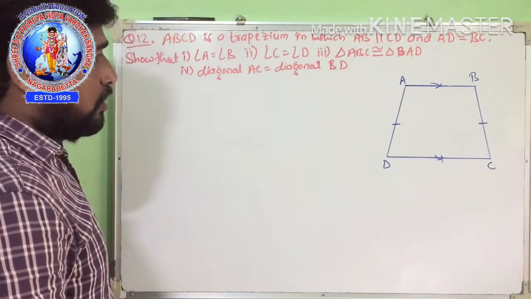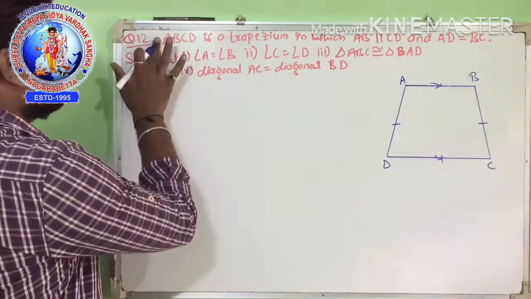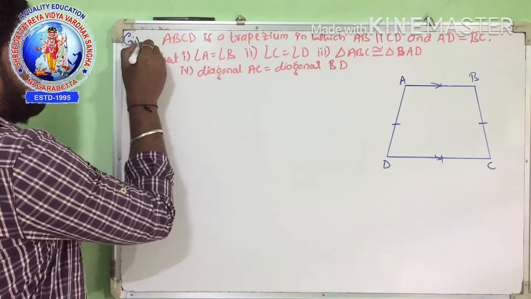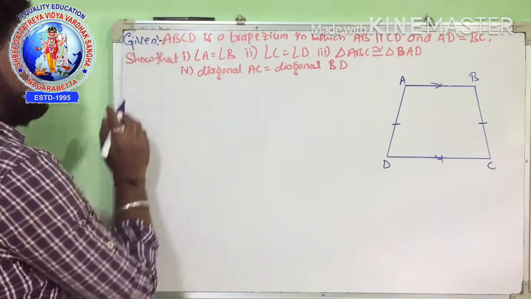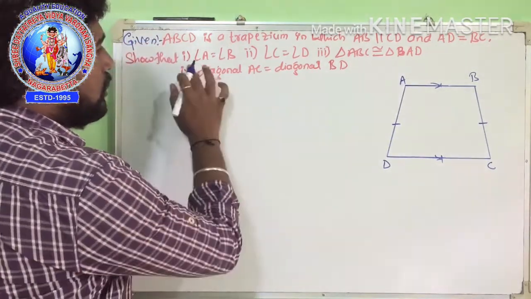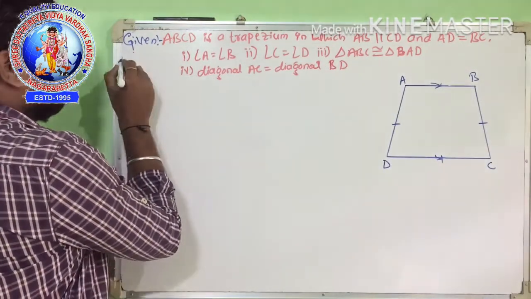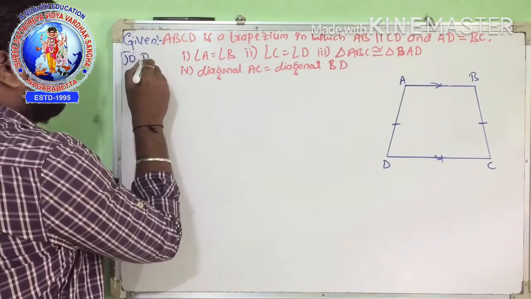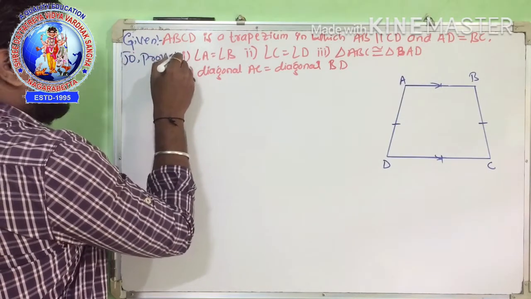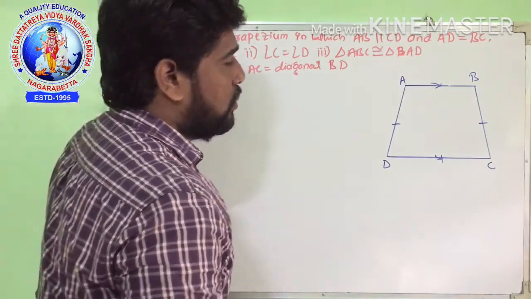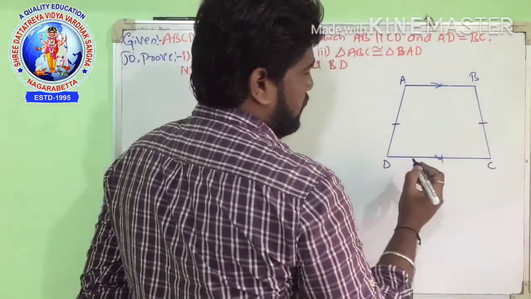So first write down given. So given here is what the question has given, and to prove, this much we want to prove, so that show that becomes the to prove, right? And here we want to make some construction. So what is that construction?